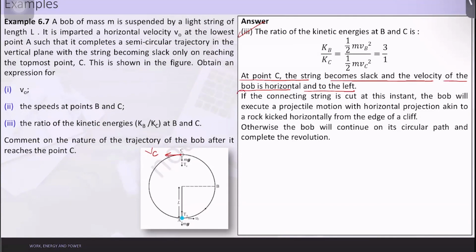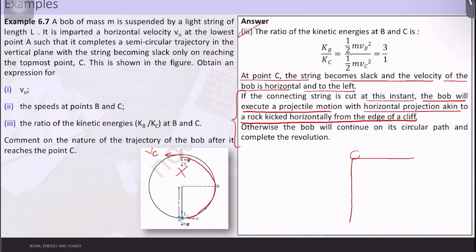Now, it's just a discussion part. Please look at this line very carefully. If the connecting string is cut at this instant, so let us say it is moving in this way, and now we cut the string at this location, the bob will execute a projectile motion with the horizontal projection, akin to a rock kicked horizontally from the edge of a cliff. Let us suppose I have a ball kept here and it is pushed forward with a velocity VC. Basically, it will follow a projectile motion in this way.